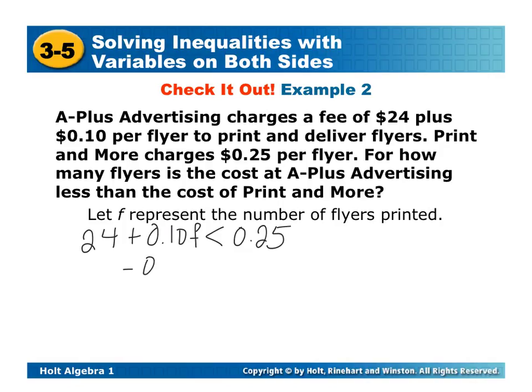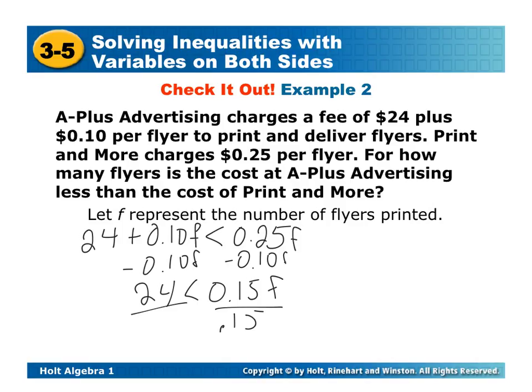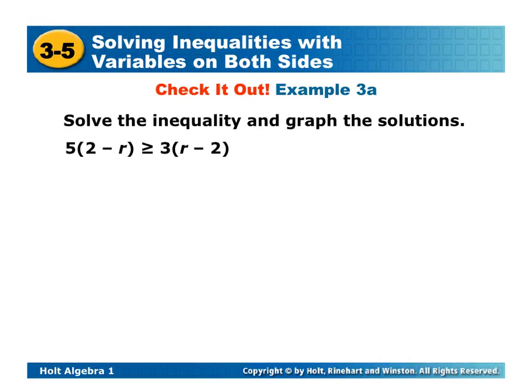So here if I subtract my 10 cents from both sides, I have 24 is less than 15 cents F. So I'm going to divide both sides by 15 cents. So if I take 24 and I divide it by the 15 cents, I get that the number of flyers has to be greater than 160 for A+ to be cheaper. Alright, for this one last example, why don't you go ahead and pause the video and try it out on your own.